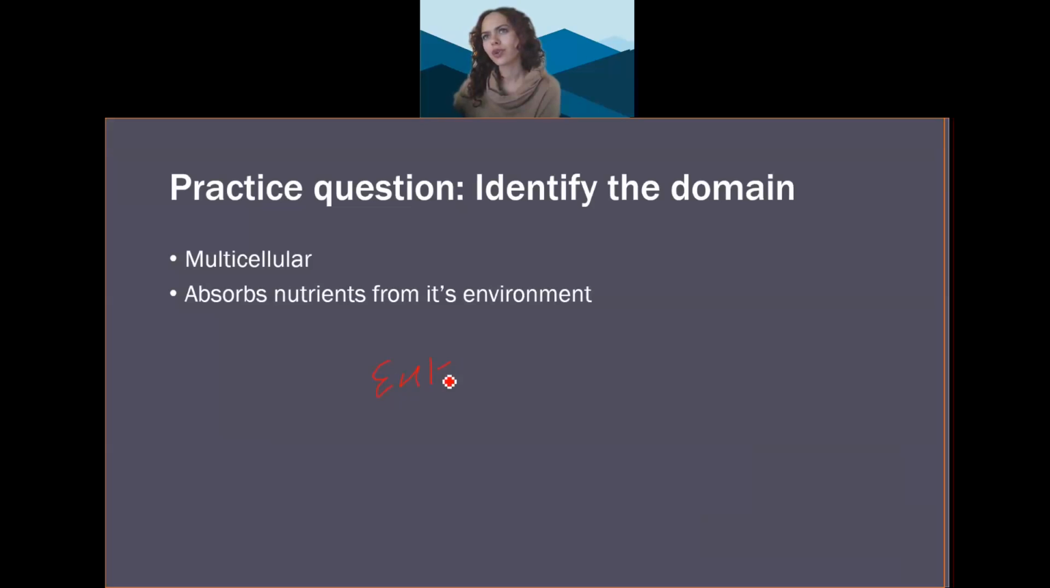Ooh, this writing is rough. So I just wrote Eukarya. It's Eukarya because I said this organism is multicellular. Bacteria and Archaea are all prokaryotes, and they're all unicellular. So it belongs to Eukarya, and you can even further identify that it belongs to the kingdom Fungi, because fungi are distinct in that they absorb nutrients from their environment rather than eating other organisms or performing photosynthesis.